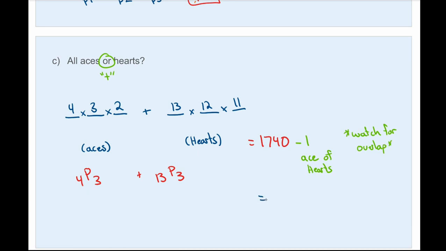So in this case, the actual answer is 1,739. So that's how many ways 3 players could cut all aces or all hearts.